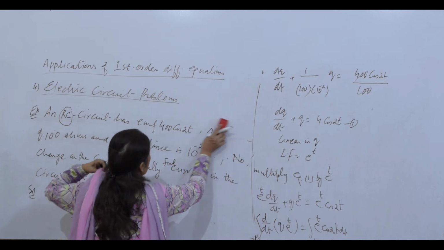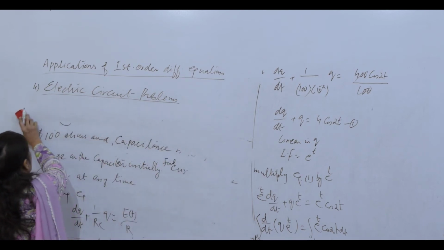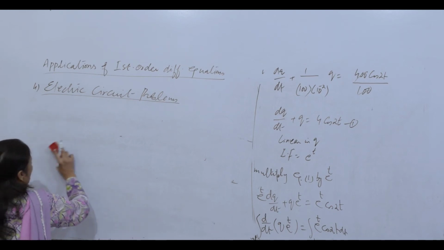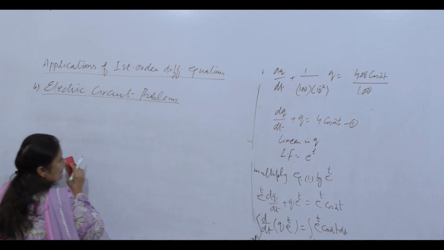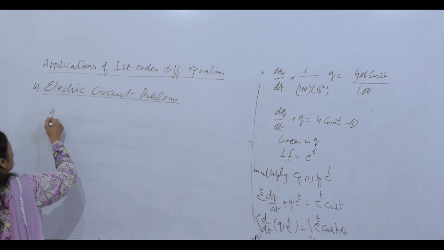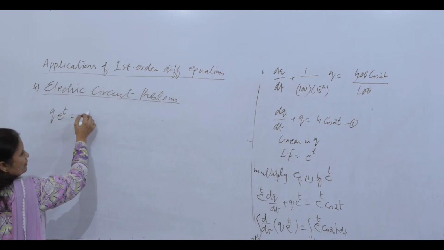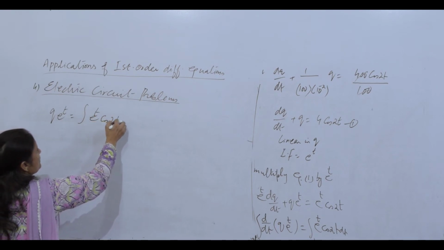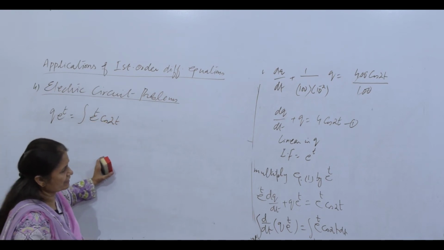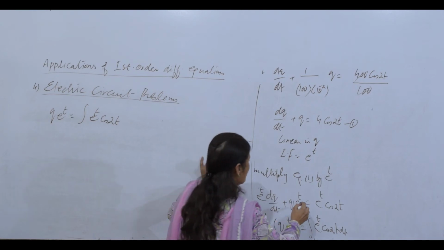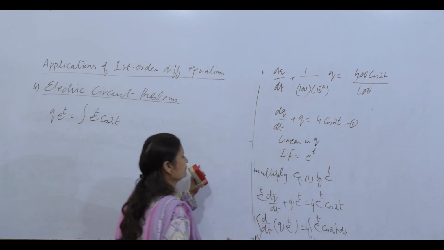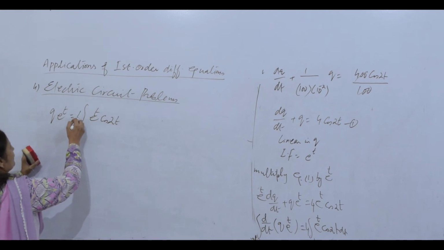Once you integrate, you are left with q e^t is equal to the integral of e^t cos 2t dt. Sorry, the 4 is there. Because this is 4, the 4 is there, times dt.